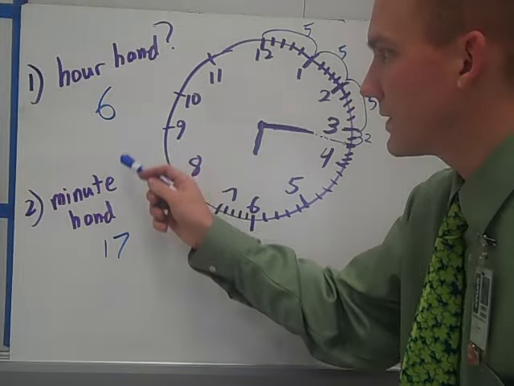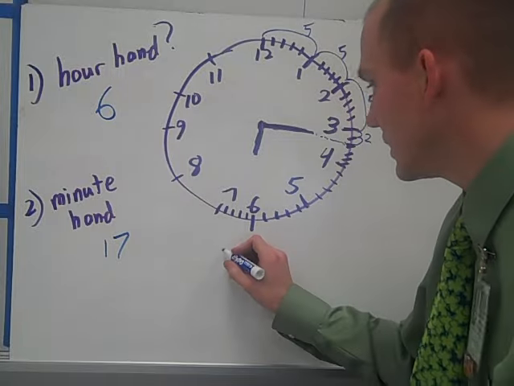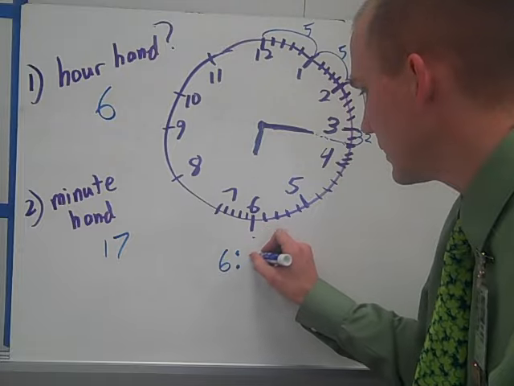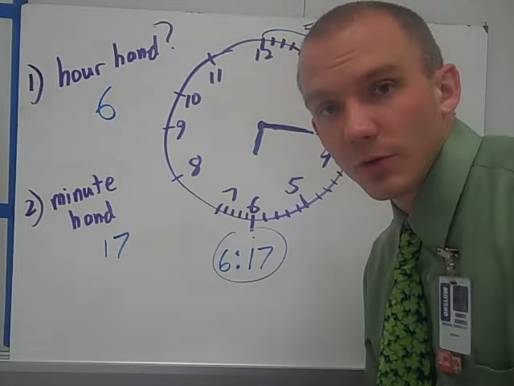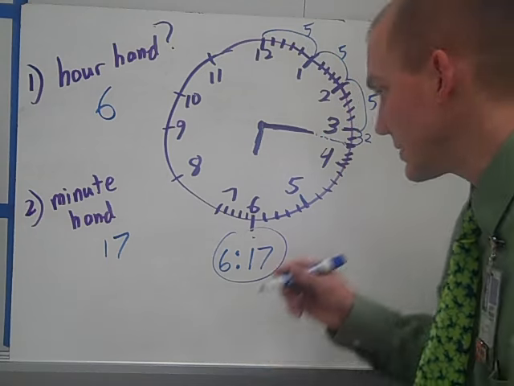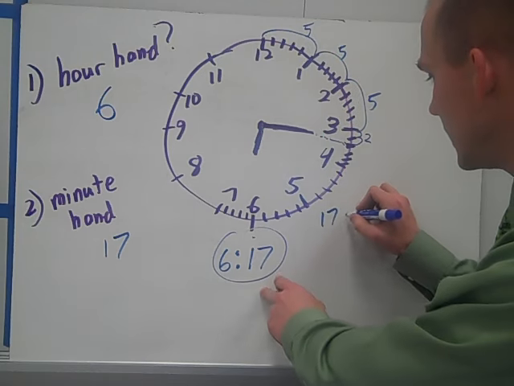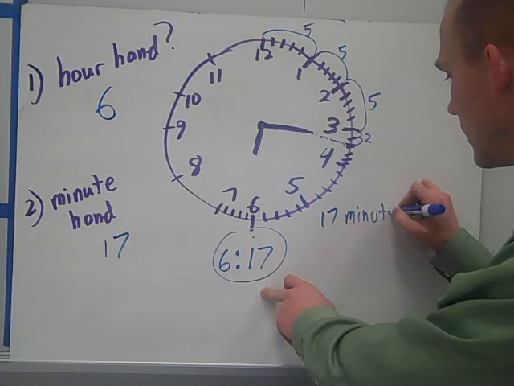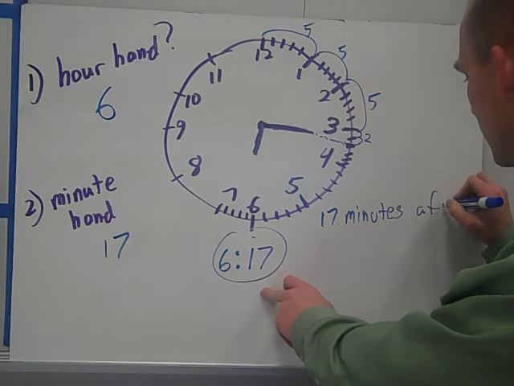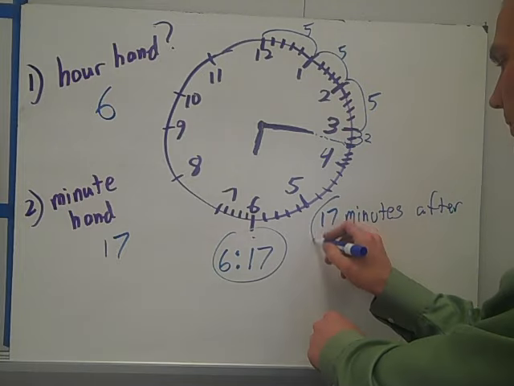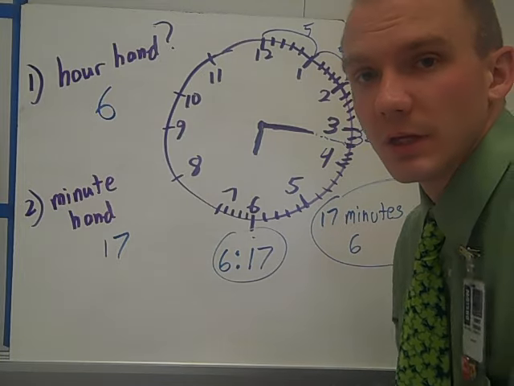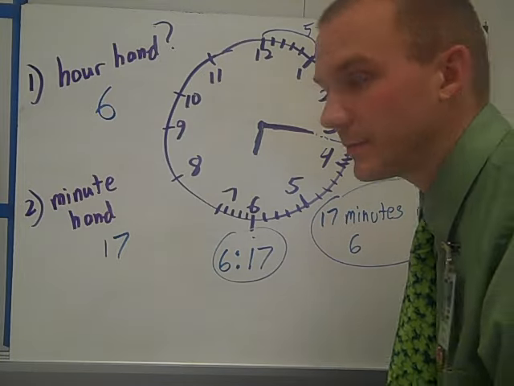And then I go, okay, so it's 6:17, and I would write that down as 6:17, and that would be the time. Another way you could write this, you might ask, well, what is this? Well, it could be 17 minutes after 6. And that's another way you might write it, or you might say it when you're speaking. 17 minutes after 6.